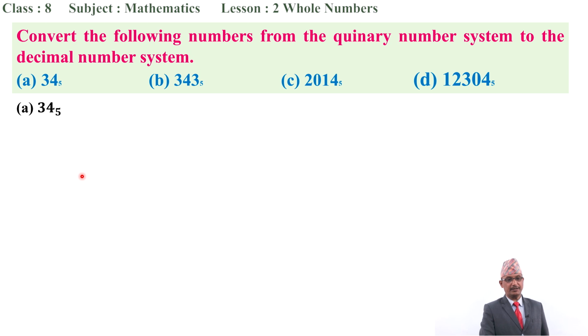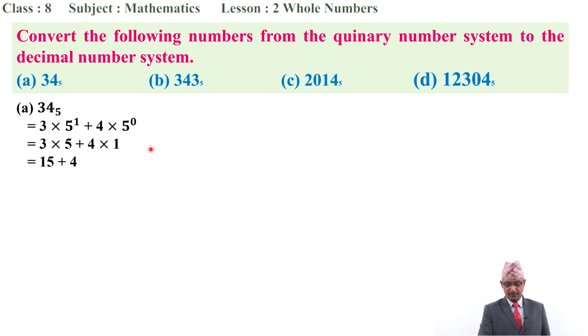Let's check the same calculation here. 34, same we have written 3 times 5 to the power 1, because after 3 there is only one digit, so 5 to the power 1. If there will be 2 digits, we write 5 to the power 2. If after 3 there will be 5 digits, we write 5 to the power 5 and so on. Similarly, plus 4 times and there is no digit after 4, so we write 5 to the power 0. 3 times 5 to the power 1 means 5, plus 4 times 5 to the power 0 means 1. 3 5s are 15, plus 4 1s are 4. So 15 plus 4 is 19, that we discussed on the board also.